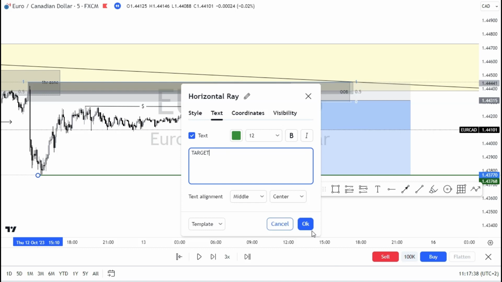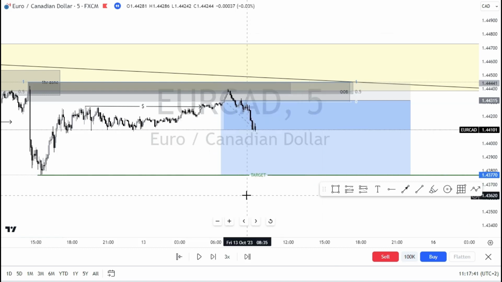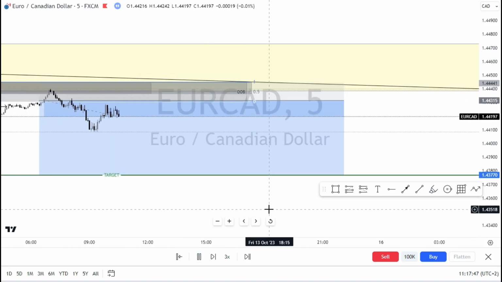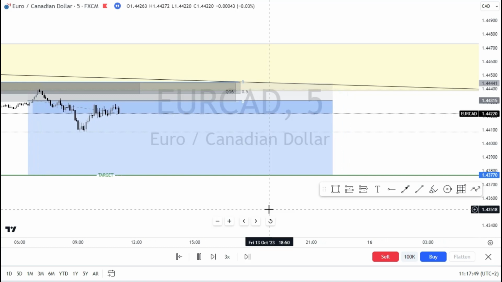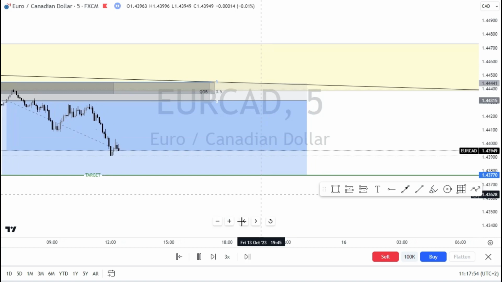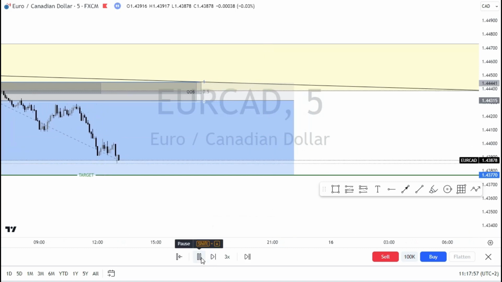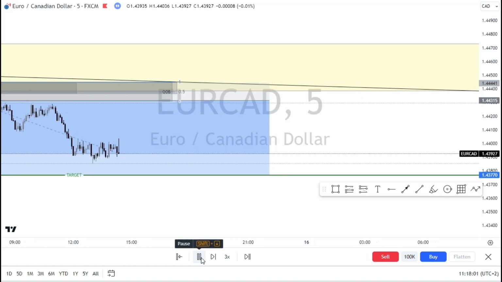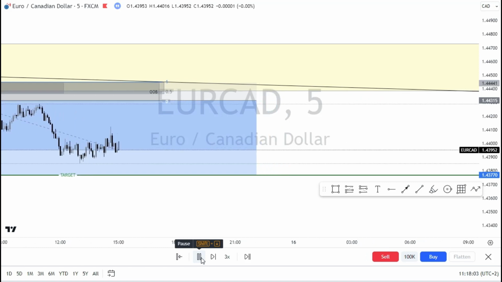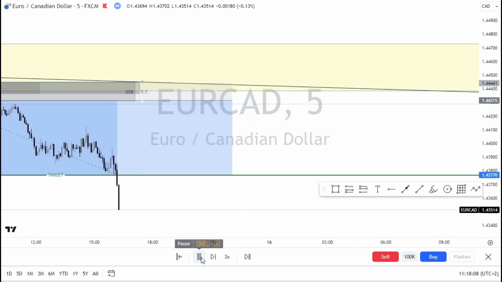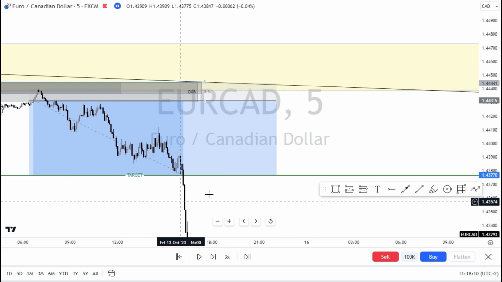Let me just type it for you guys to see where my target was. And let's play it out. The market played in a direction. If you wait, let's wait. The market was a bit misbehaving, just a bit consolidating.